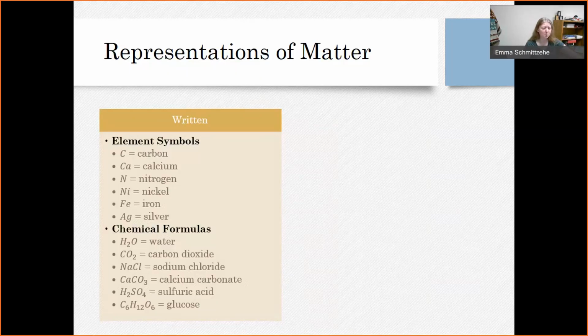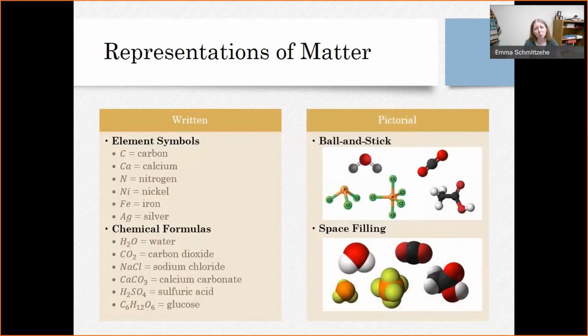Now, sometimes it is beneficial to represent things in a more visual way. If you're trying to understand the structures a bit better, and the reason we would want to do that is to understand the bigger picture, how these things behave, we might use some pictorial representations such as ball and stick or space filling models. Those are just helping us represent pictorially how these atoms are bonded together. The balls in the ball and stick are atoms and the sticks are bonds.